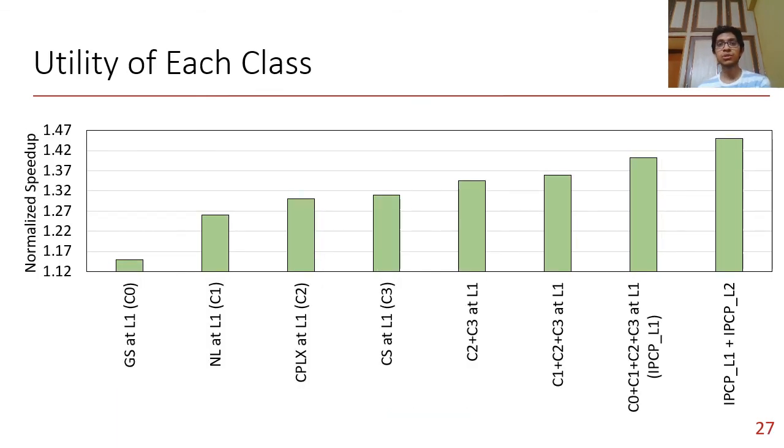Let's understand the utility of each class and combination of classes. A combination of classes is better than any class used as a standalone prefetcher. CPLX and CS class together is better than CPLX used alone, which shows that there are indeed certain accesses which are better covered by CS, even though they might be a subset of those covered by CPLX. The combined framework at both the L1 and L2 gives the maximum performance improvement of 45%.